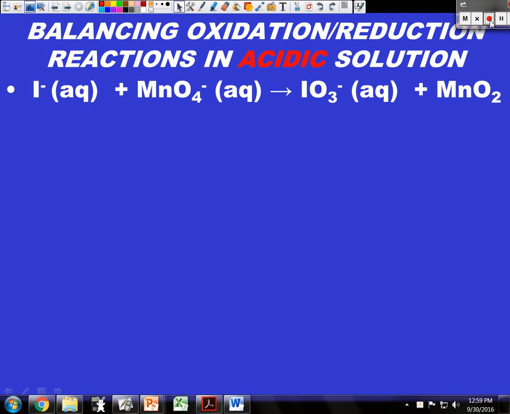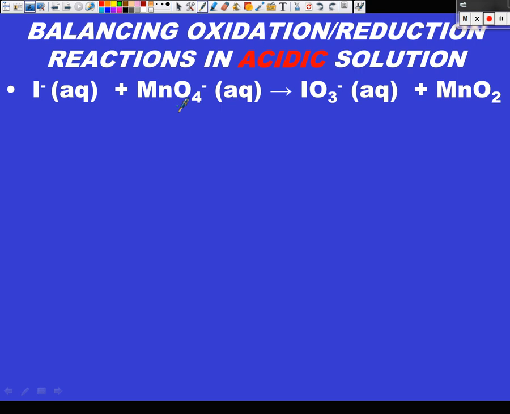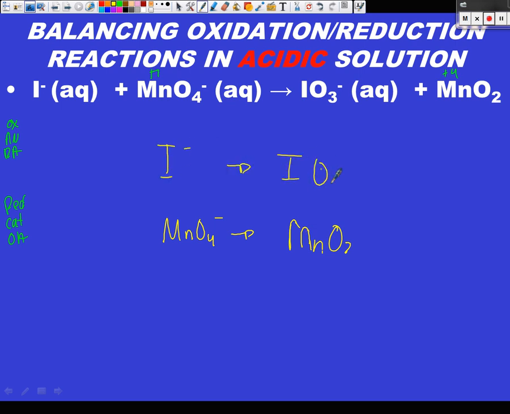Okay. So I know that MnO4 minus, this is going to be 7 plus, and this is going to be plus what? This is plus 4, right? So my manganese is going to be my reduction. So MnO4 minus goes to MnO2. That leaves me with I minus going to IO3 minus there.